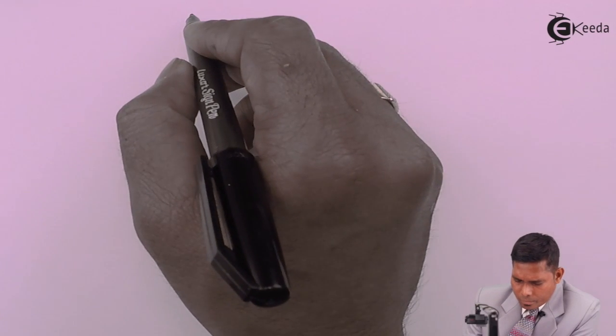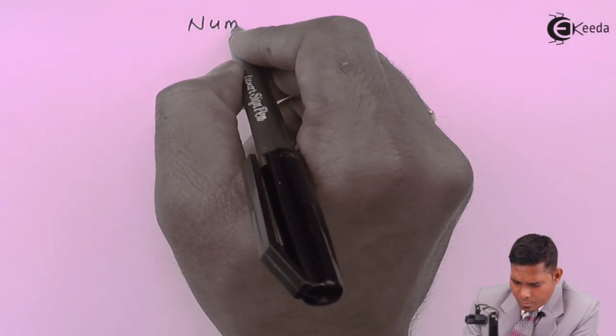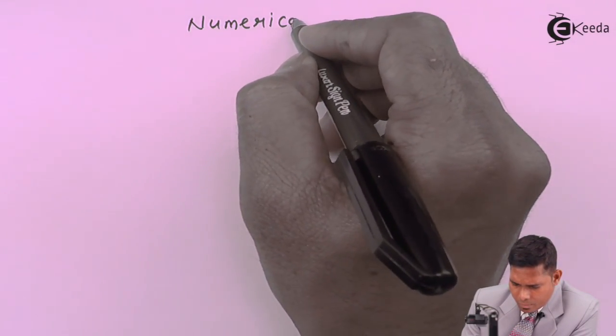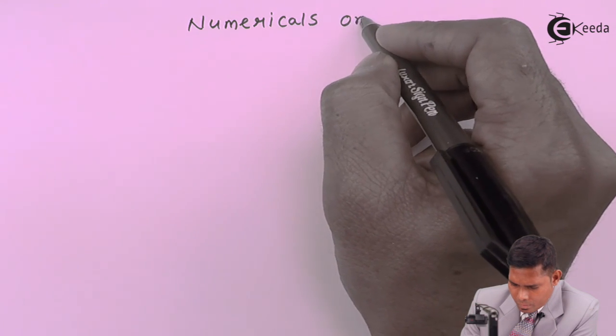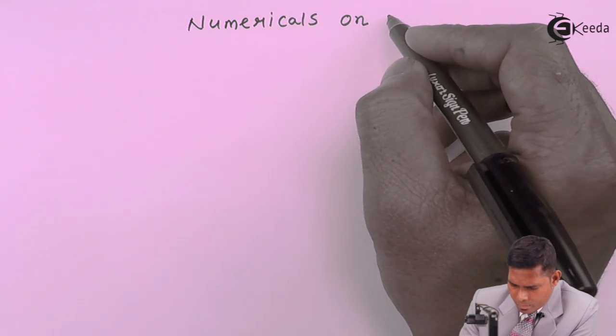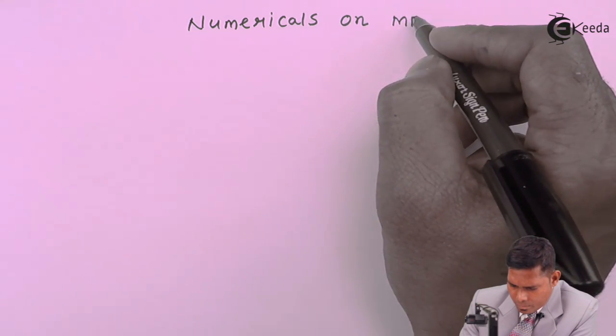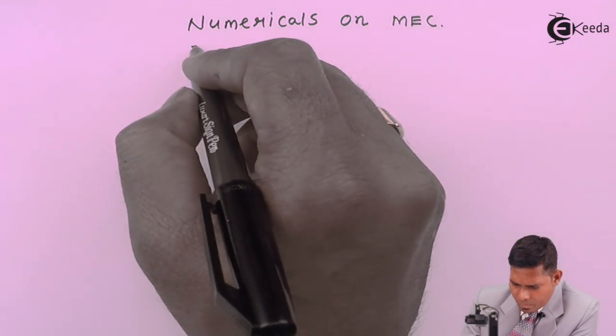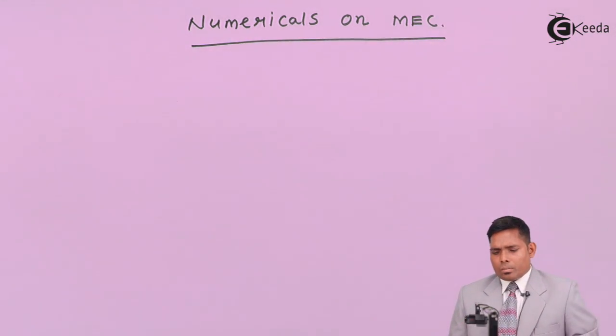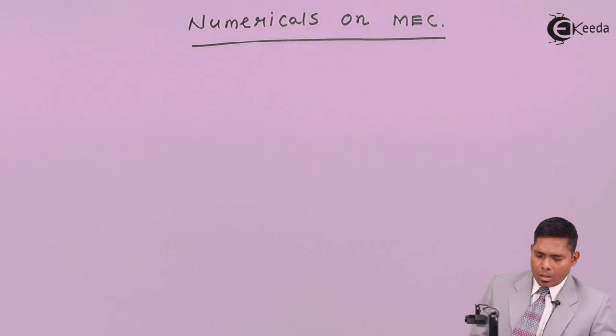Students will discuss the numericals one by one. We'll take around 20 questions. So, numerical number 1: numericals on magnetic effect of current.